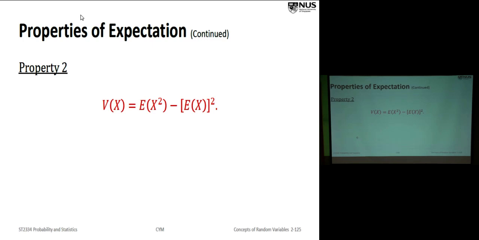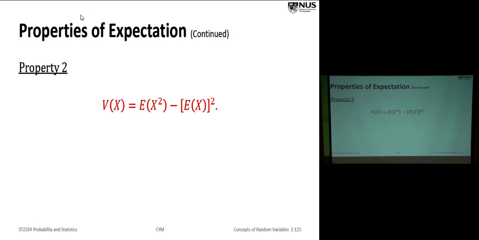Okay, so let's resume with the second and last section of today's lecture. Let's have a look at property two, which is the variance of a random variable. The variance of a random variable, V of X, happens to be equal to the expected value of X squared minus the expected value of X, all squared.